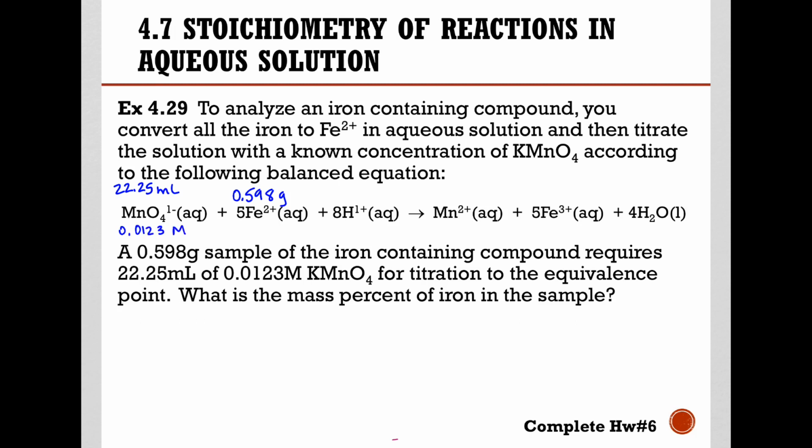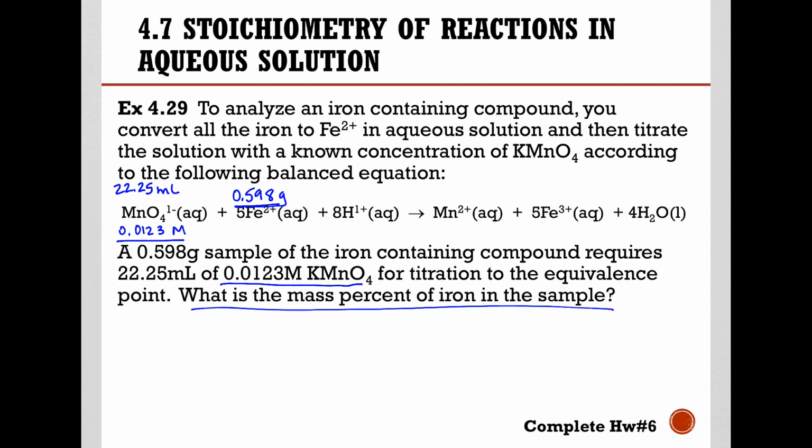Now, remember, potassium permanganate would dissociate into one potassium and one permanganate ion, so if this is the concentration of my whole compound, this would also be the concentration of our permanganate ion because they are dissociating in a 1-to-1 ratio. Okay, so the question is actually asking what is the mass percent of iron in the sample, meaning we need to figure out the mass of just the iron, and we're going to divide that by this 0.598 grams, which is the mass of our total iron-containing compound, okay?